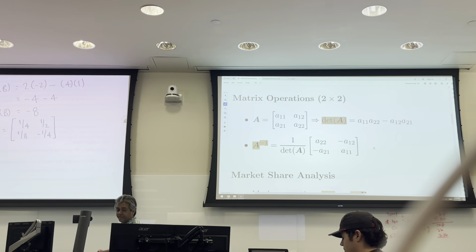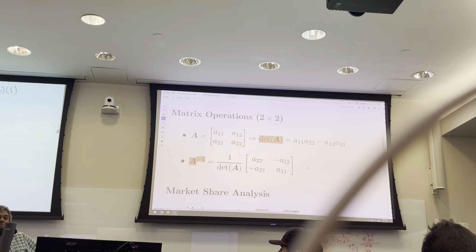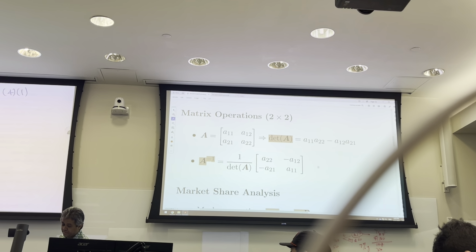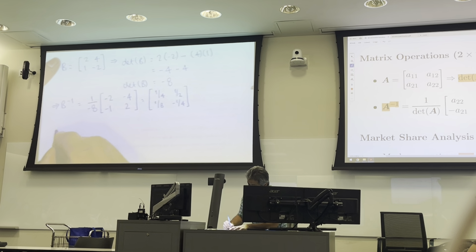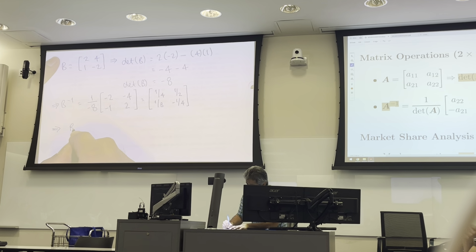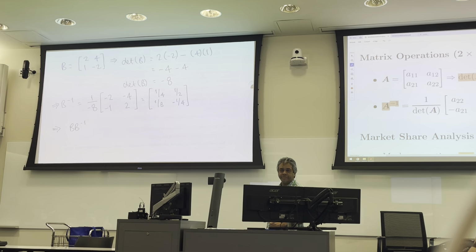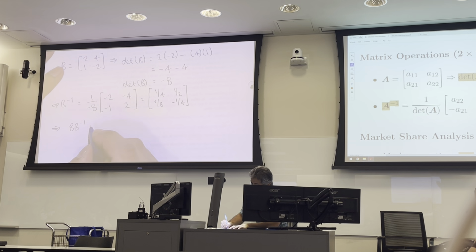All right, how can we prove that this is the inverse? Or verify, rather. Multiply it by the original matrix, yeah. And again, the order doesn't matter. It could be B times B inverse or B inverse times B. Either way, you should get the identity matrix. All right, so B is 2, 4, 1, -2. And then we have 1/4, 1/2, 1/8.